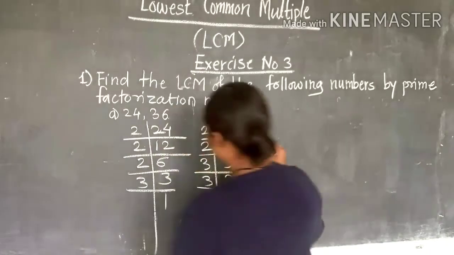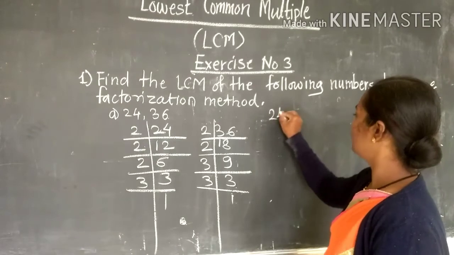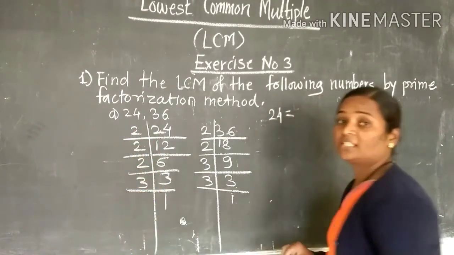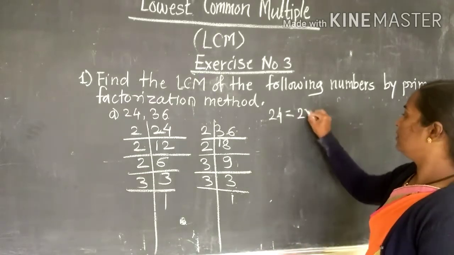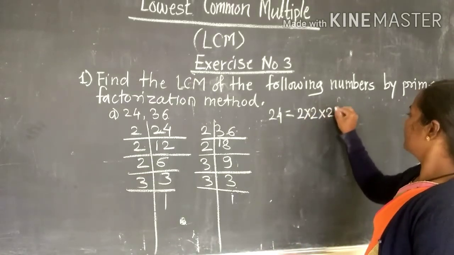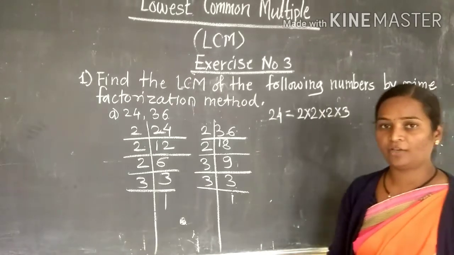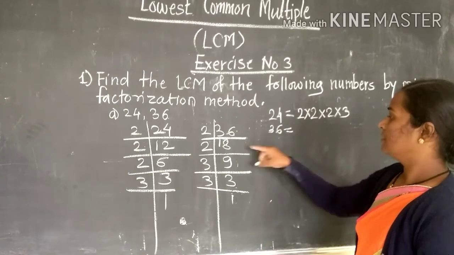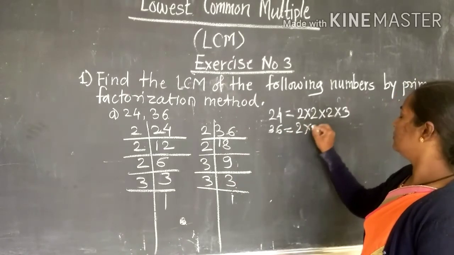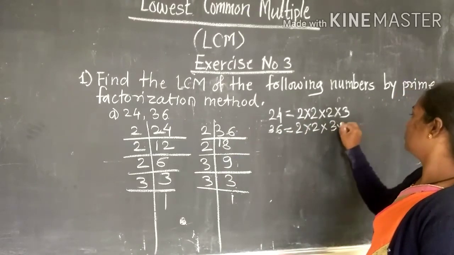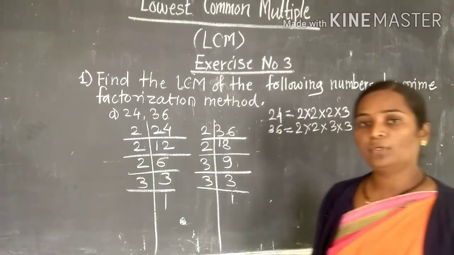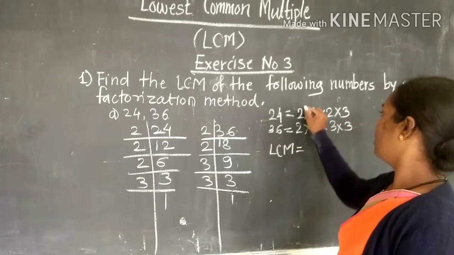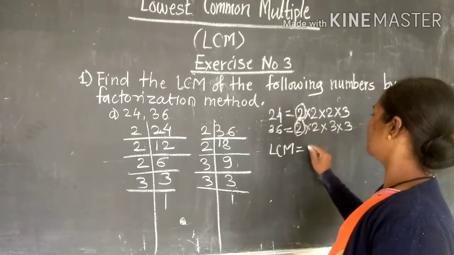Now what you have to do is write 24 as equal to 2 into 2 into 2 into 3. Means these factors you have to write here. I hope that you got it. Then for 36, write down the factors 2 into 2 into 3 into 3. Now you have to write the LCM. For that you have to see the common numbers, that is 2.